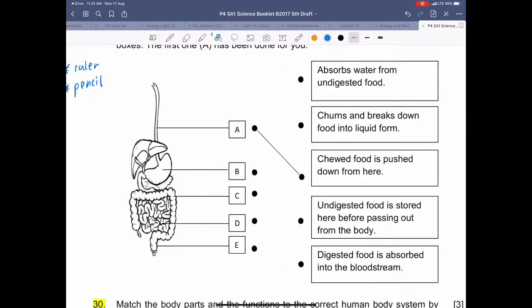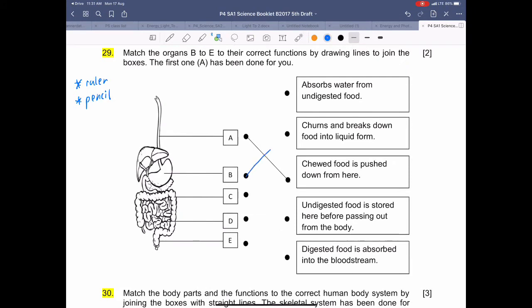So this is pretty straightforward. B is actually your stomach. Okay, it churns and breaks down food into liquid form. C is your large intestine. Your large intestine basically absorbs water from undigested food. Now, not just water, can you just add in mineral salts? Can you just add this in, please? Thank you. So it doesn't just absorb water, it also absorbs mineral salts.